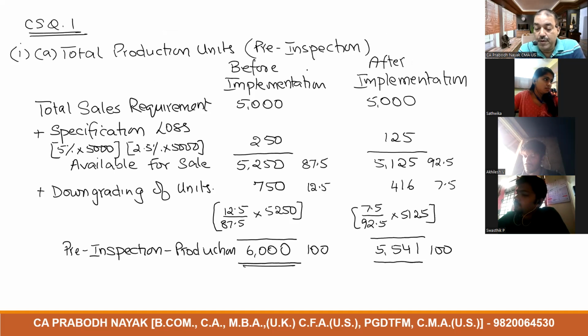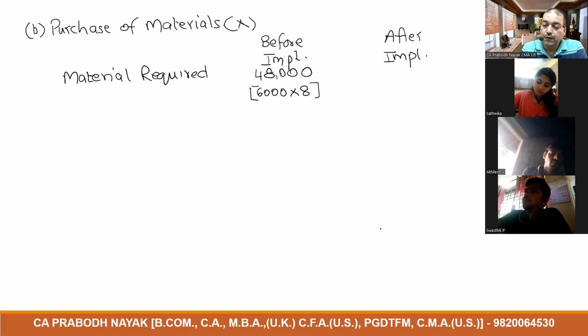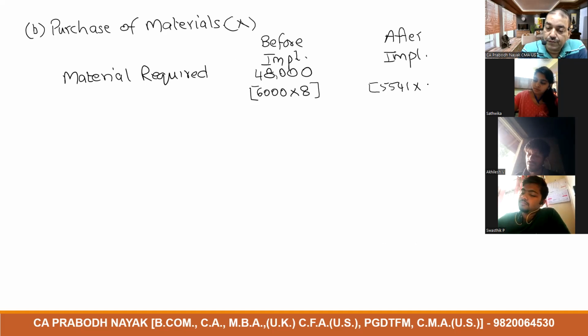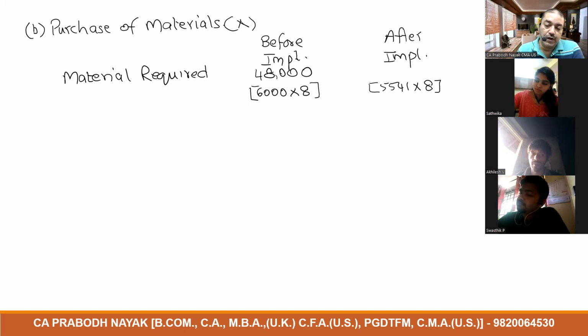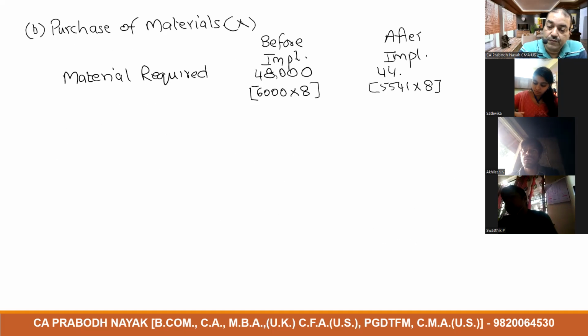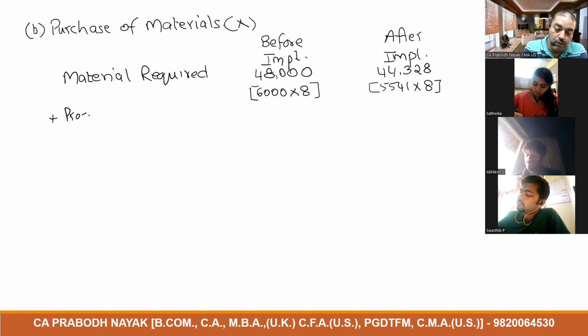After implementation, how much am I producing? 5,541. So 5,541 into 8 is 44,328, plus processing loss.